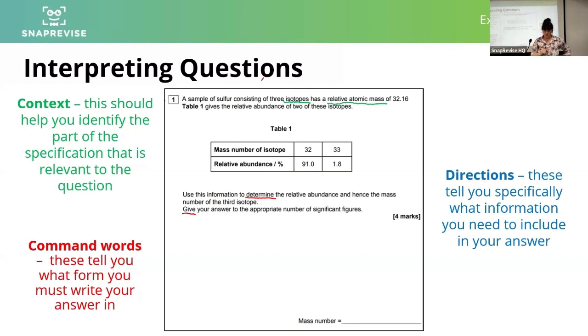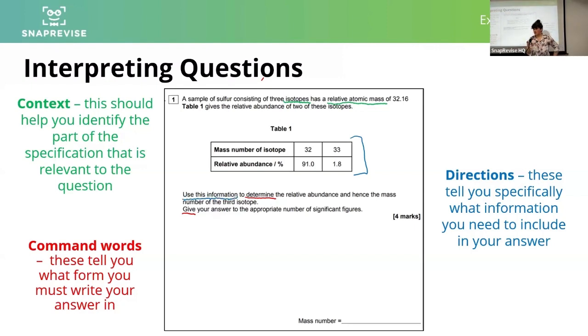Then I can say, right, what are my directions? What extra bits of information, what guidance has the question given me to help me towards an answer? In this case, I've been given, for example, the table full of isotopic abundances, relative abundances, etc. I've also been told to use this information.